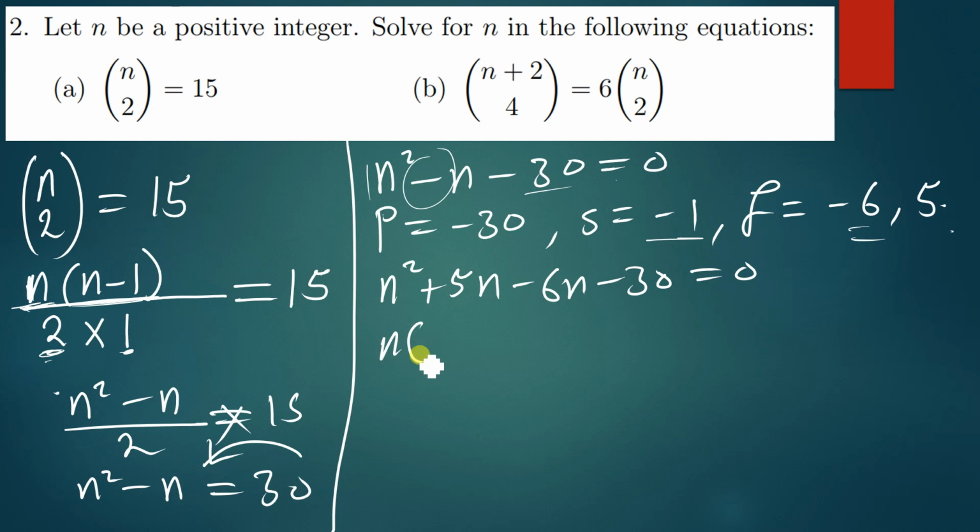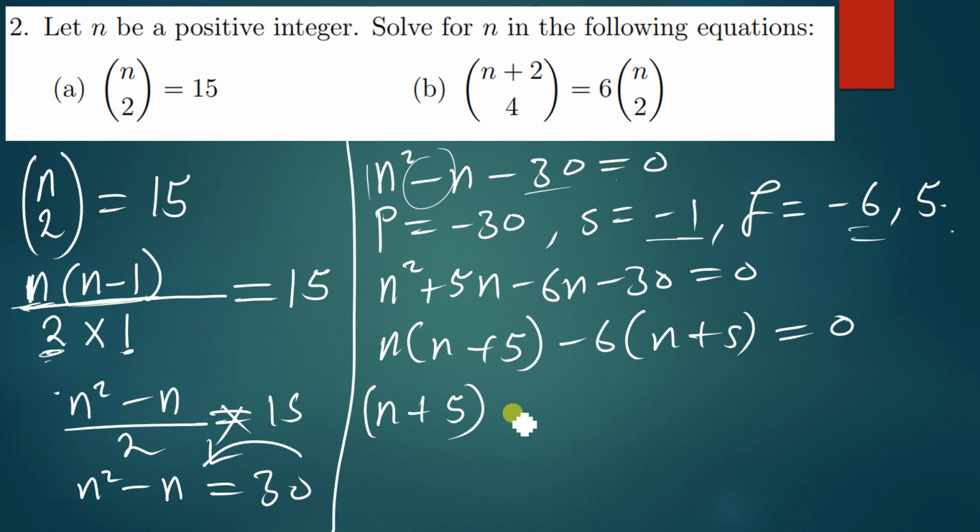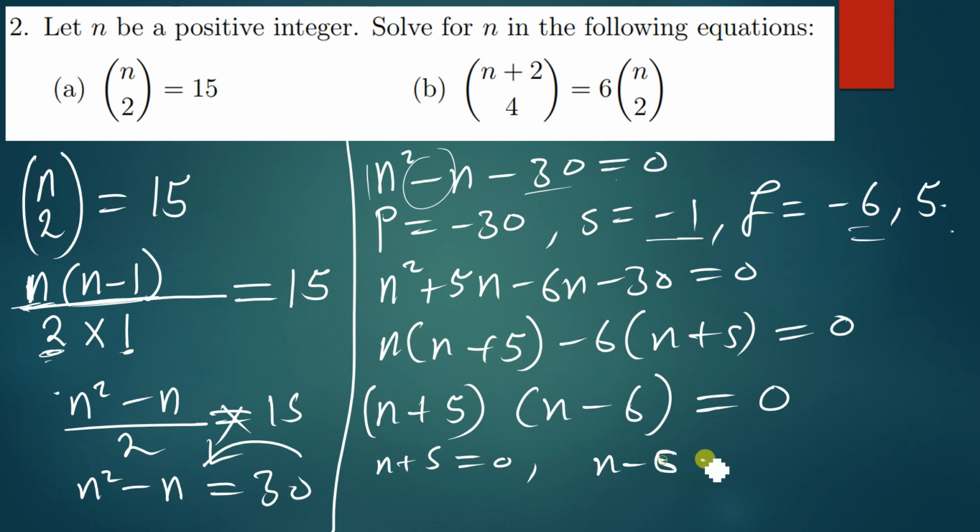So we factorize the equation, n plus 5. This is what we're going to have. Then we have negative 6 times n plus 5 is equal to 0. Then n plus 5, then we have n minus 6 is equal to 0. Then from there we're going to equate all this to 0. So we have n plus 5 is equal to 0, and n minus 6 is equal to 0. So the first value of n will be negative 5, and then the other value of n will be 6.